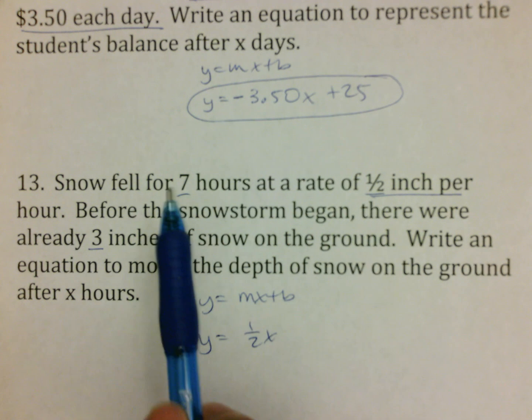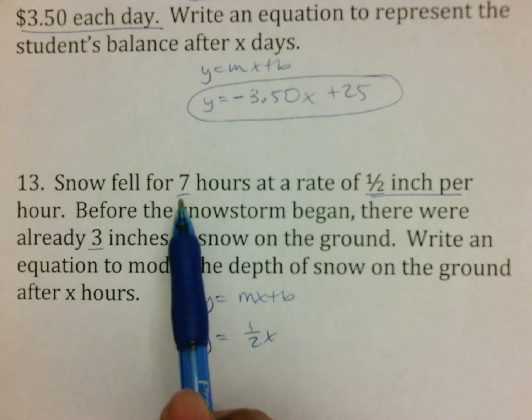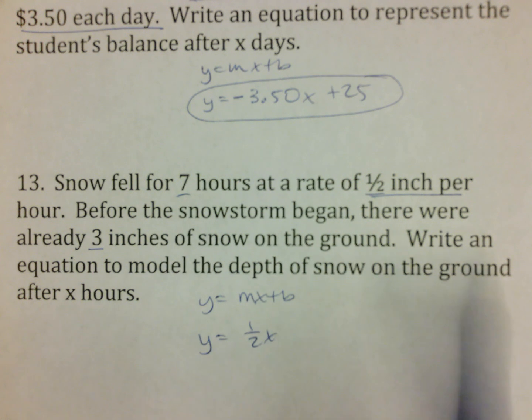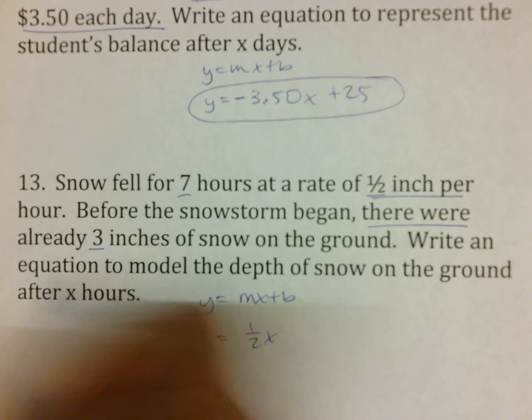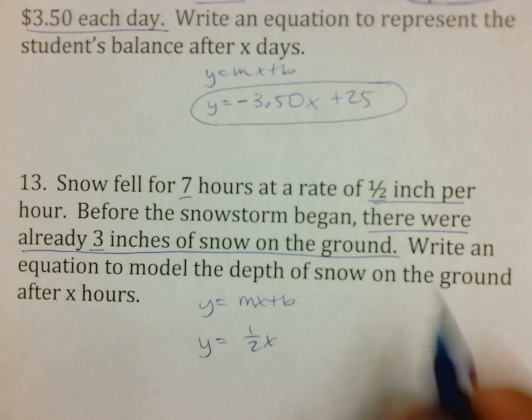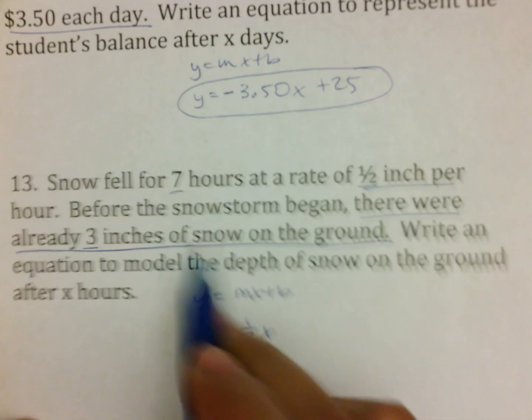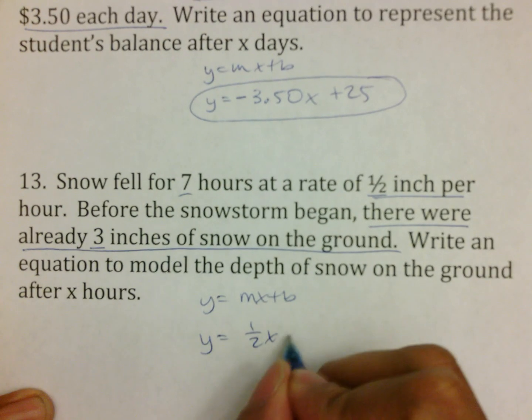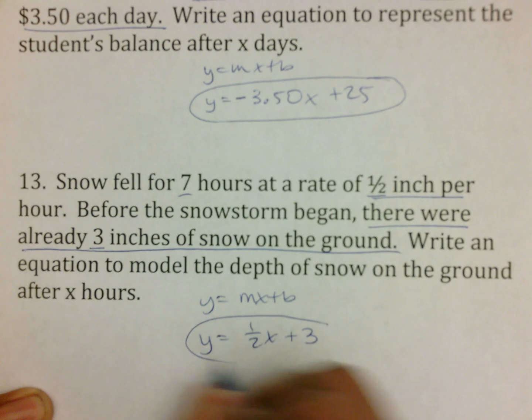To me, it is not the 7 hours. The 7 hours is just telling me the overall picture that this happened for 7 hours. The starting point is actually that there were already 3 inches of snow on the ground, which is why what I'm looking at here is that this is actually my starting point, and that I want to add 3 to the amount of snow.